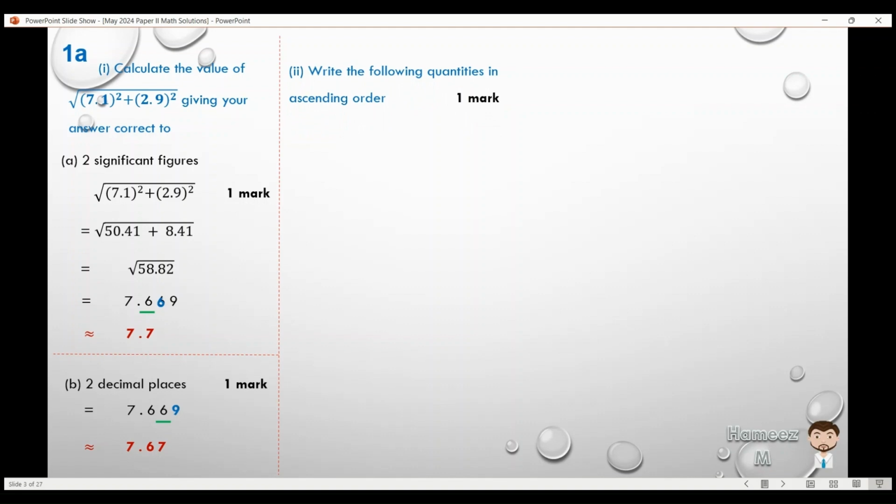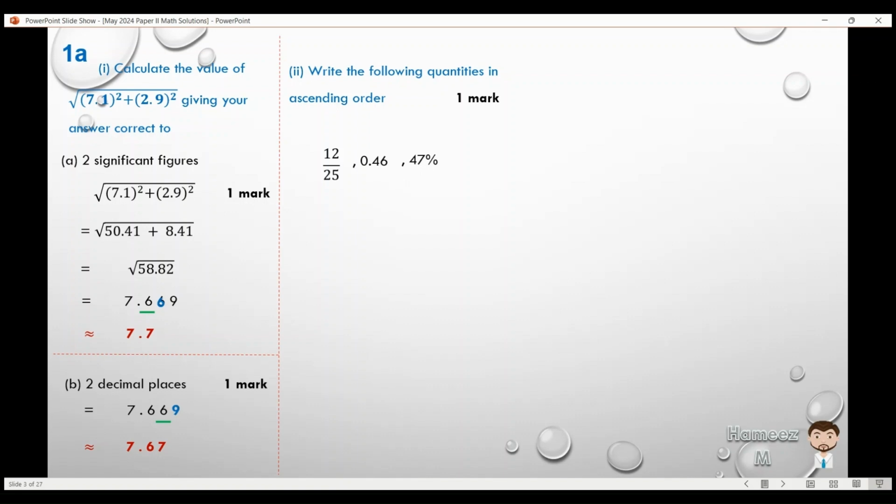Write the following quantities in ascending order. So we have 12 over 25, 0.46, and 47%. So we have them as a fraction or common fraction. We have them as a decimal fraction. We have them as a percentage. So in order to compare them, there are different ways we can do it.